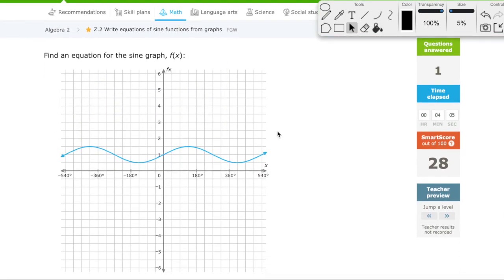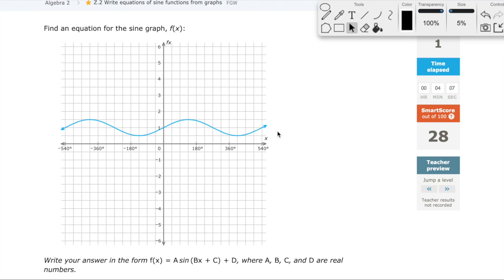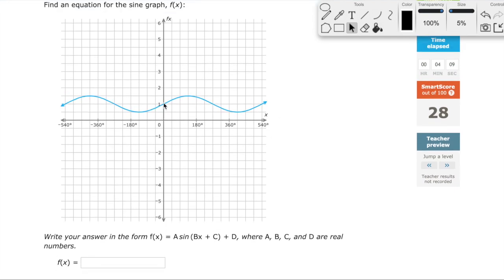Okay, now if we look at the next one, there's some change to this. The first thing I'm noticing right off the bat is that instead of starting at 0, it's up at 1. So that tells me this d value is going to be 1. If it was down here, it'd be minus 1. But we potentially have more.